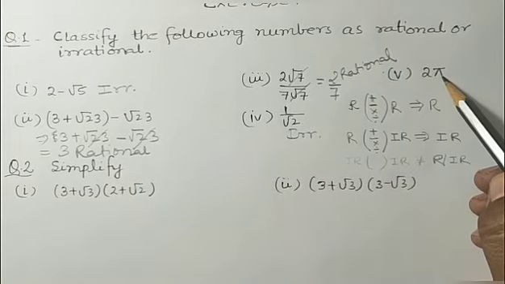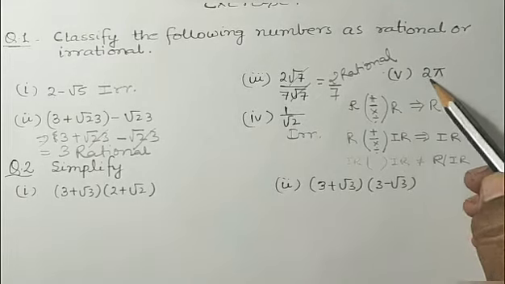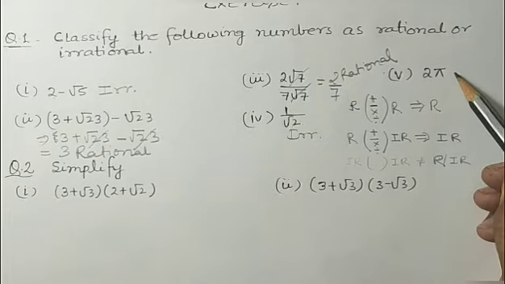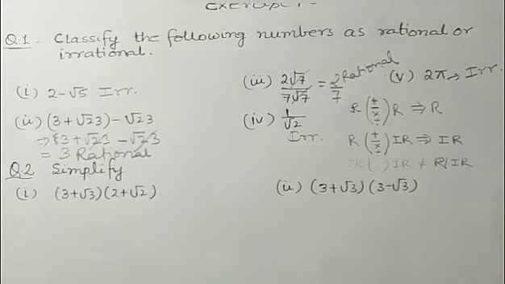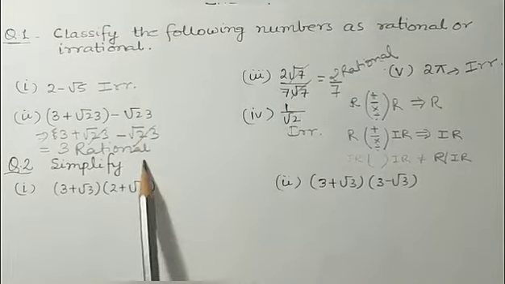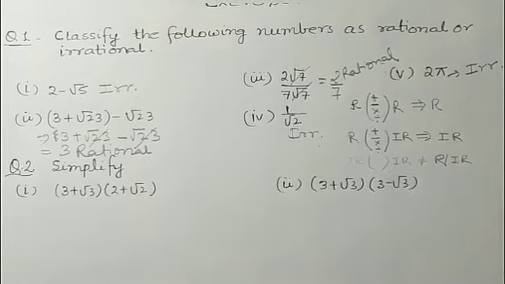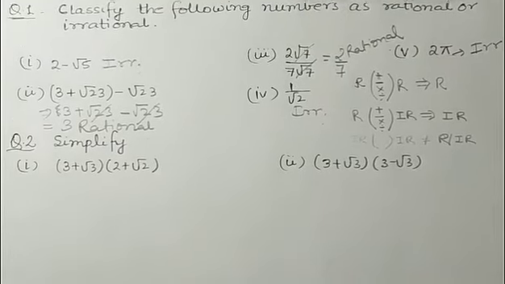Pi, you know what? Pi is an irrational number. So 2 into an irrational number means rational into an irrational. It will be an irrational number. So the first part irrational, second part rational, third part rational, fourth part irrational, and fifth part is also an irrational number. Now coming to the second question.